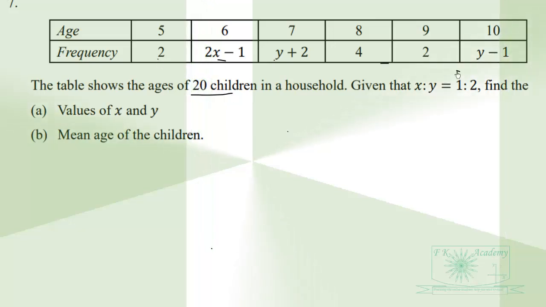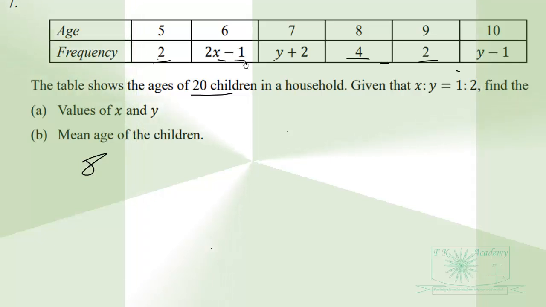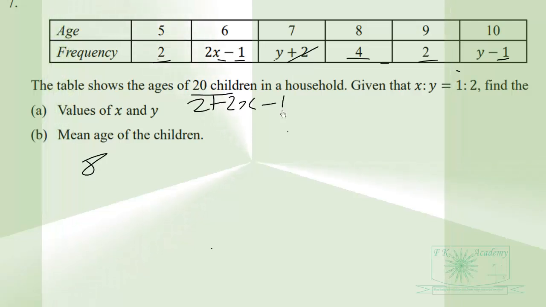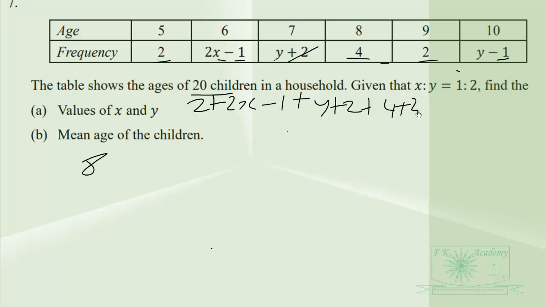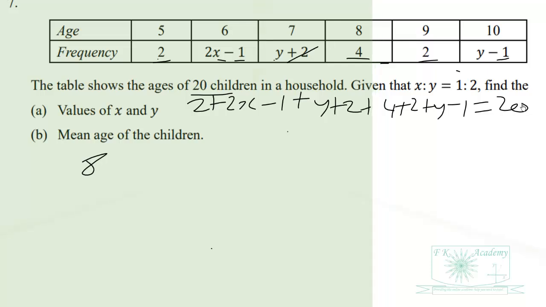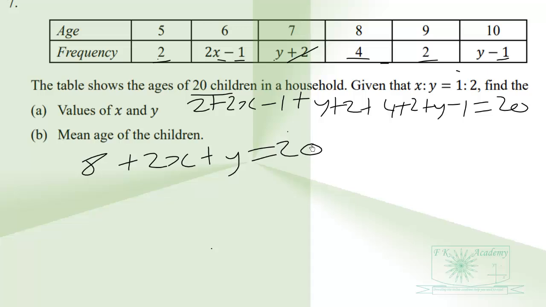When we add all the frequencies, let's add 2 plus 4 plus 2. That will give us 8. Then negative 1 plus negative 1 will give us negative 2, and that will cancel the positive 2 here. So first we add everything: 2 plus 2x minus 1 plus y plus 2 plus 4 plus 2 plus y minus 1 is equal to 20. Then that will simplify to 8 plus 2x plus y is equal to 20.